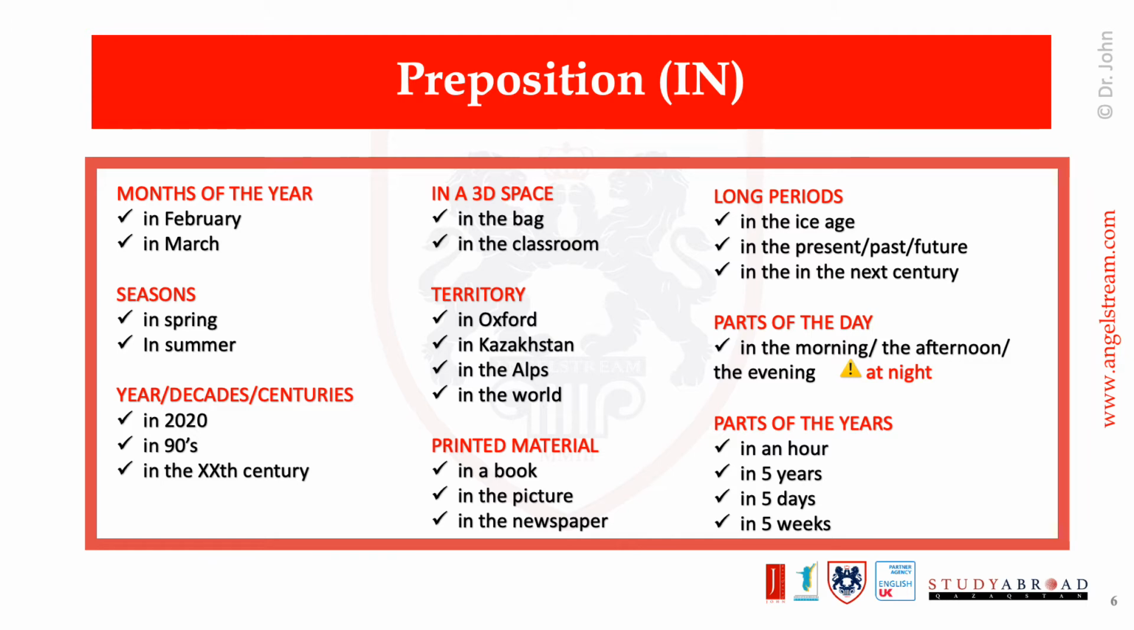Now, when you talk about a printed material, here I would like to take the example of a picture. The picture you see is limited. A picture can't be outside a paper, be it a paper or a canvas. So it is in long periods. Again, it is a period. Period means time. So the ice age started at a certain time and finished at a certain time. Present, past, and future have time limits. The next century again has time limits.